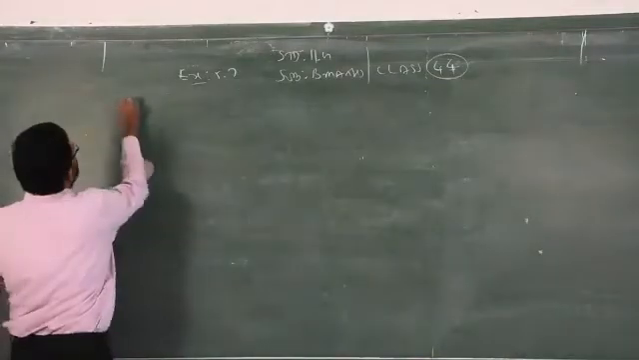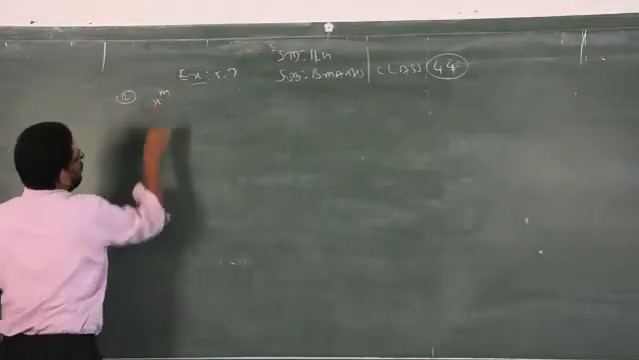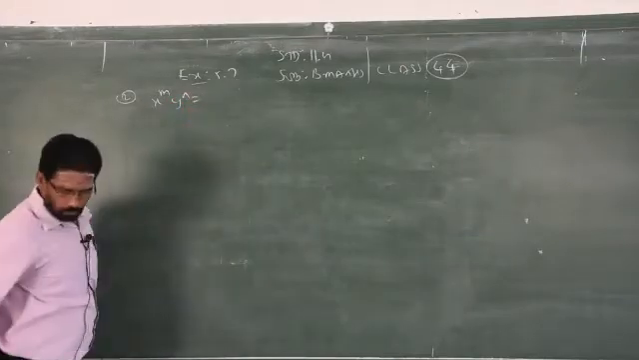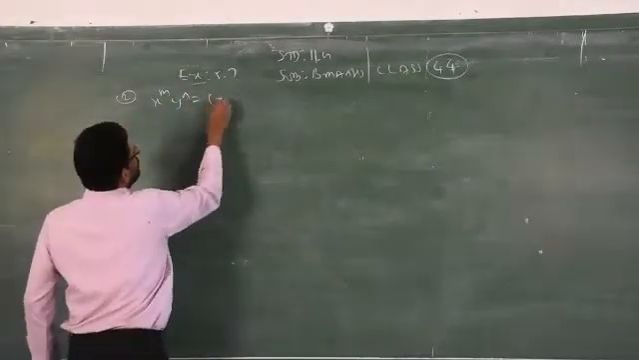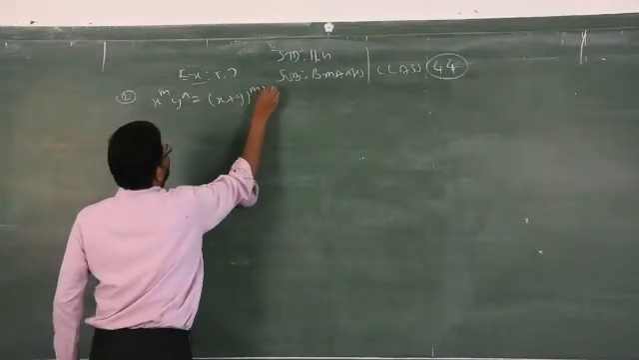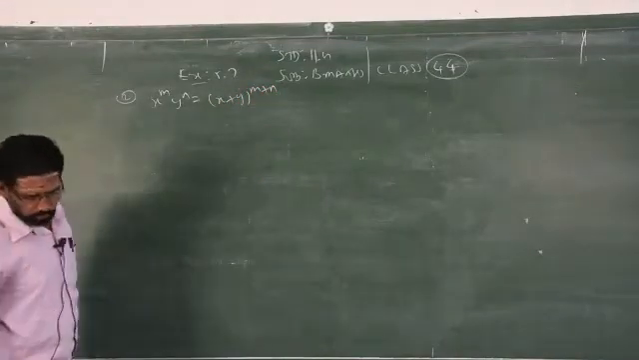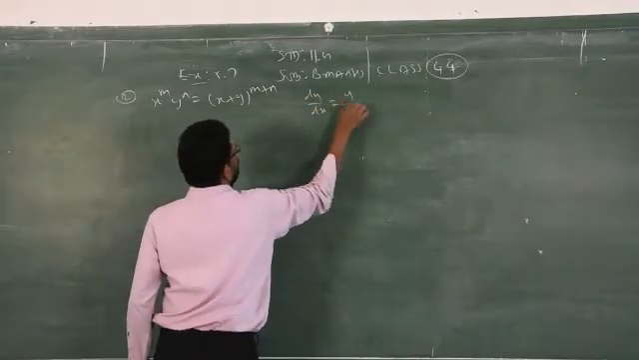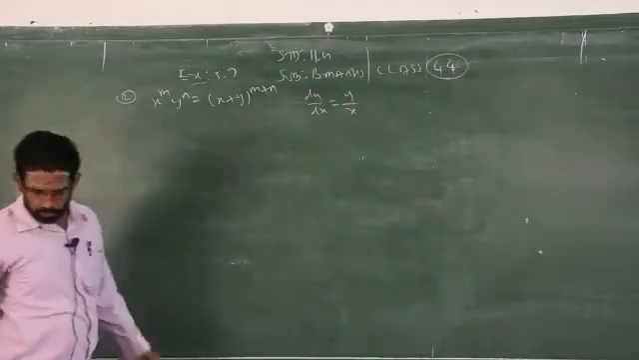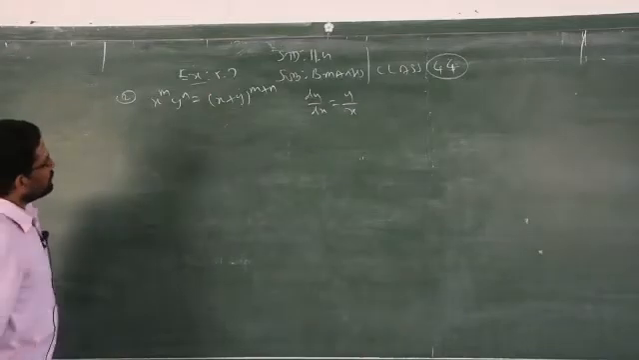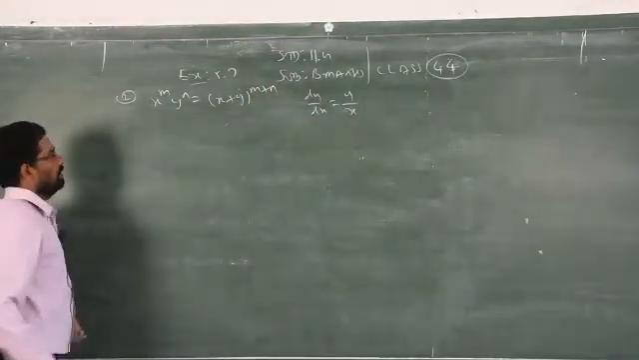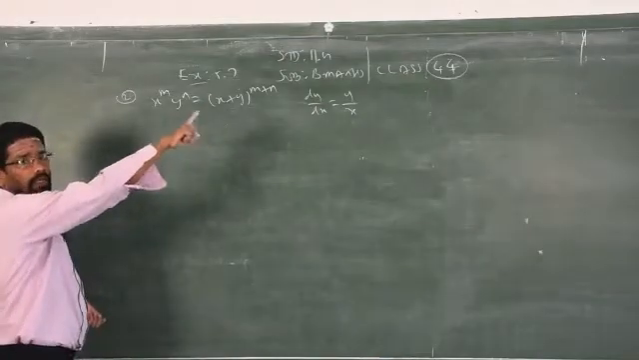Sum number 2, it is given x power m, y power n is equal to x plus y power m plus n. You are asked to show that dy by dx is equal to y by x. So you are asked to prove that result. If the result is not given, it would be very easy for you to write the answer. But you have to show that the answer is y by x.